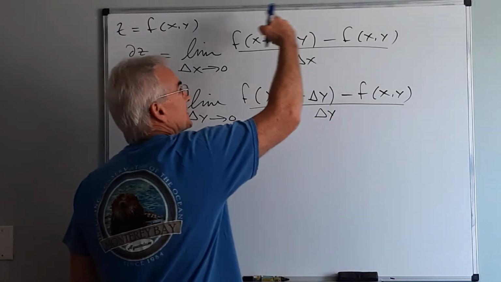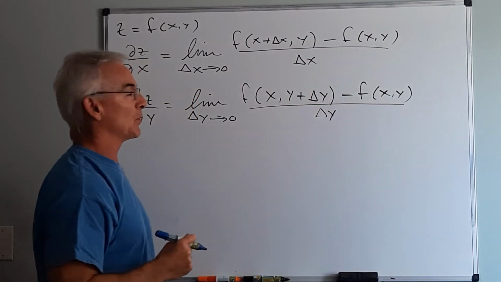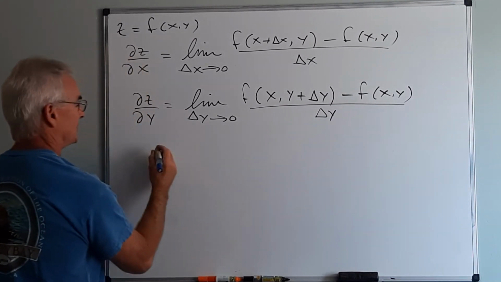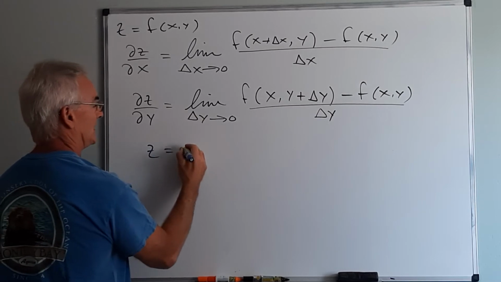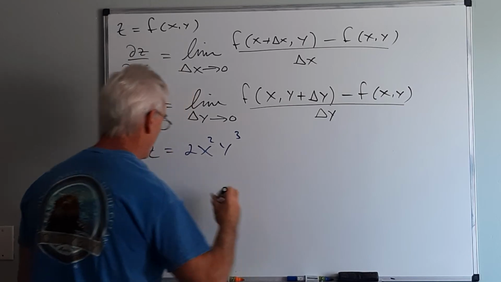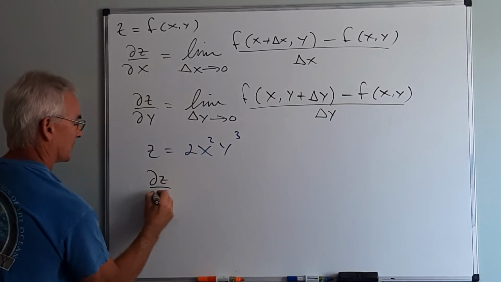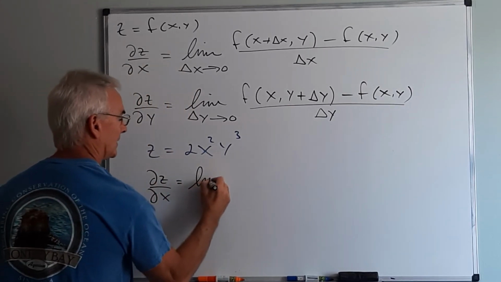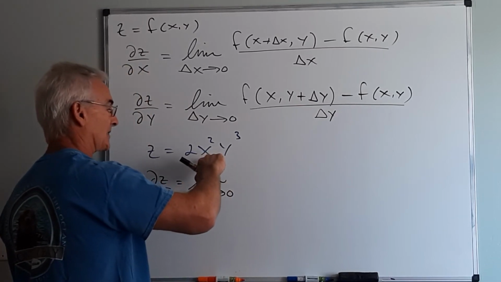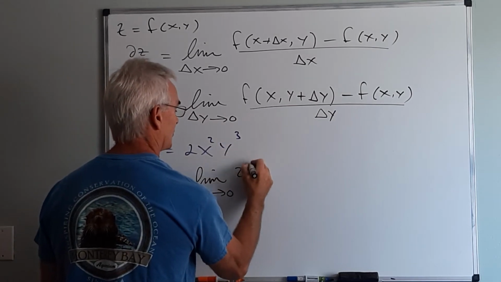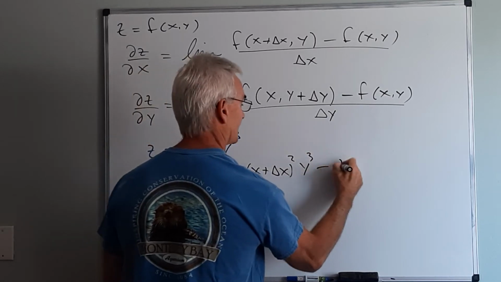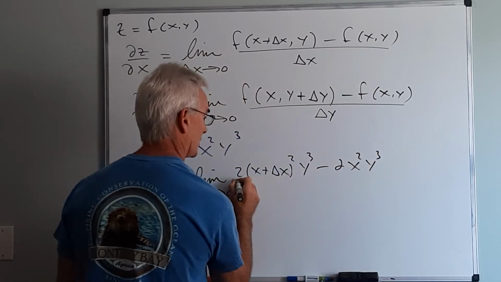So what we're going to do in this case here is expand it in much the same way we did in Calc 1, and we're going to see the benefits and the shortcuts that are involved. So let's consider a function, I'll keep it really simple. Z is 2 times x squared times y cubed. So if I said what is the partial of z with respect to x, then that would be the limit as delta x approaches 0 of, now I want to replace the x with x plus delta x. So that would be 2 times (x plus delta x) quantity squared times y cubed minus 2x squared y cubed all over delta x.